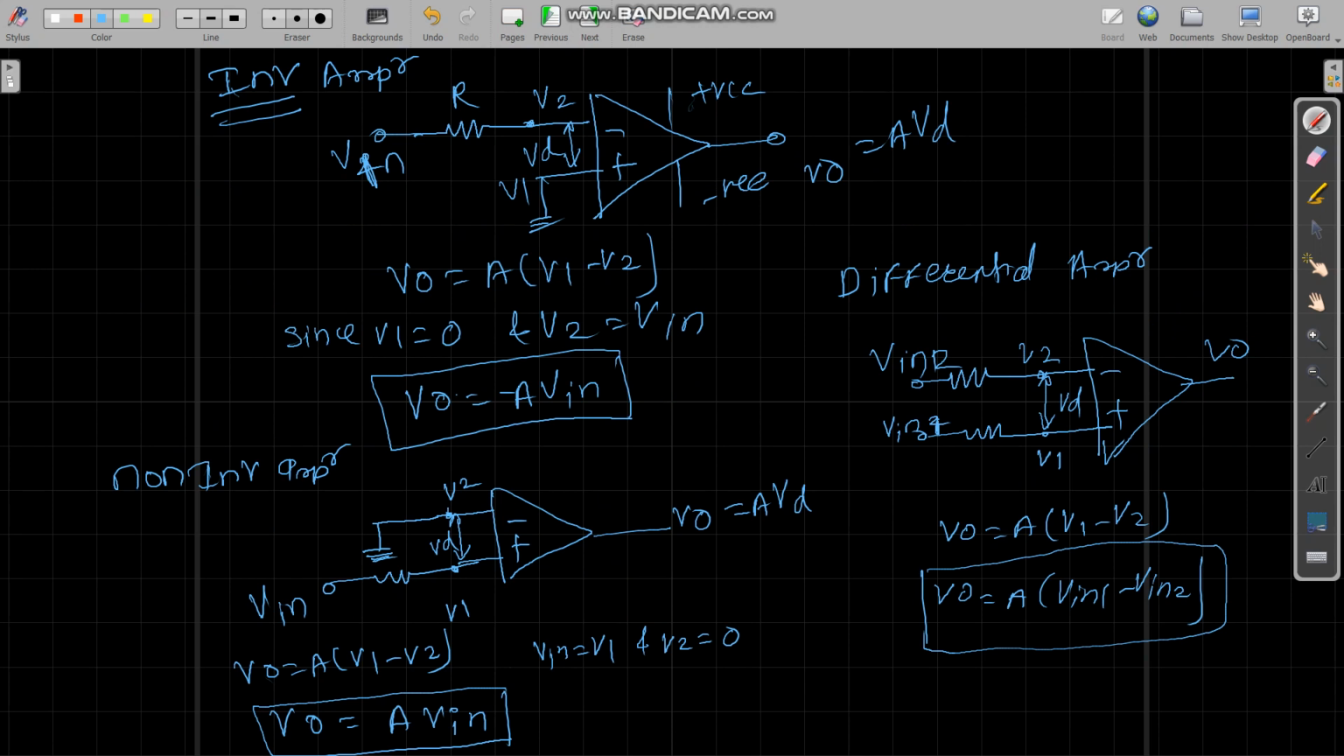So let us see what happens in the non-inverting amplifier. Now you can see the diagram of this op-amp. Again, it is the open loop op-amp we are discussing.